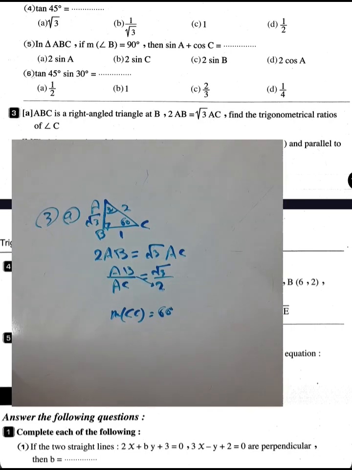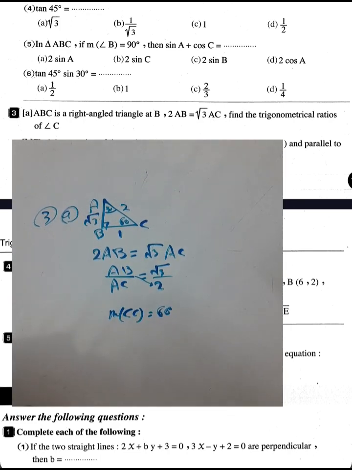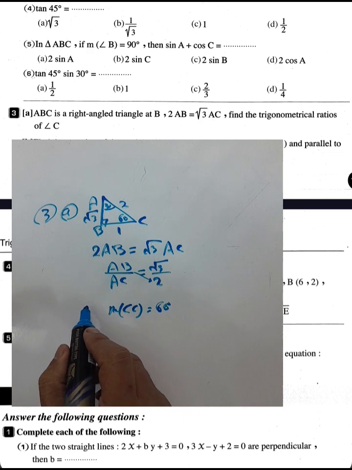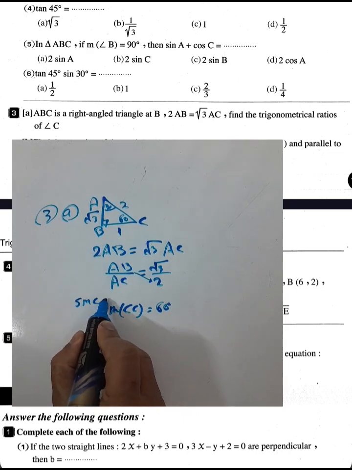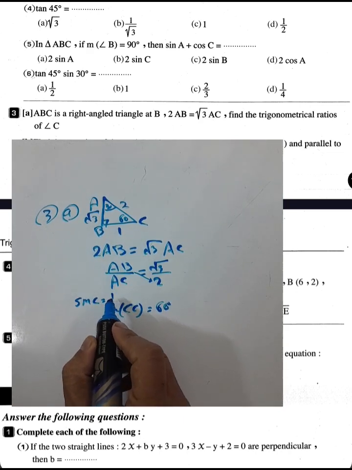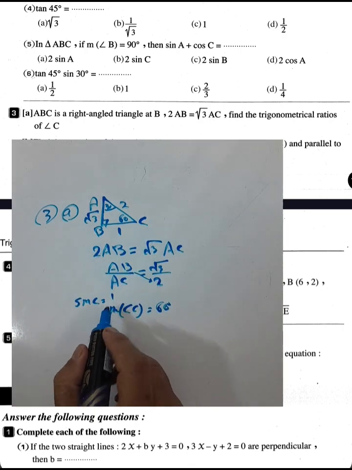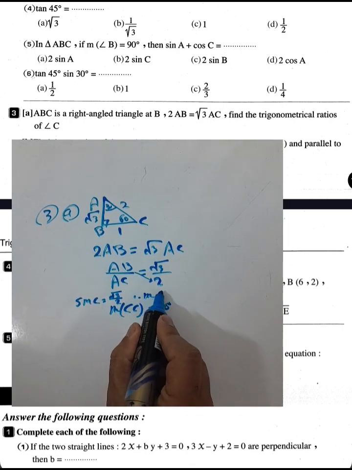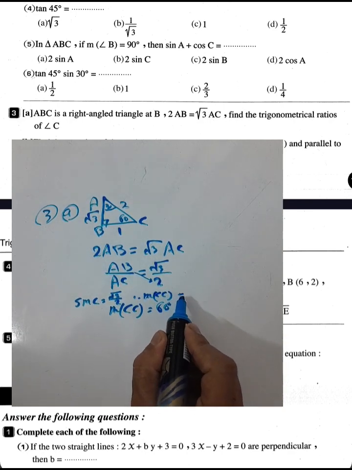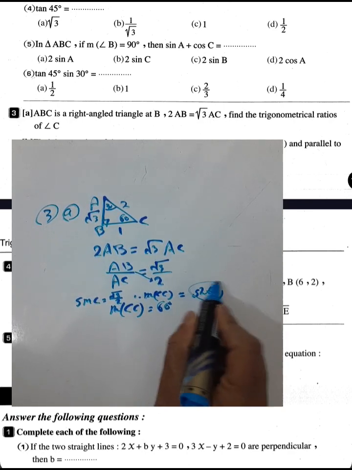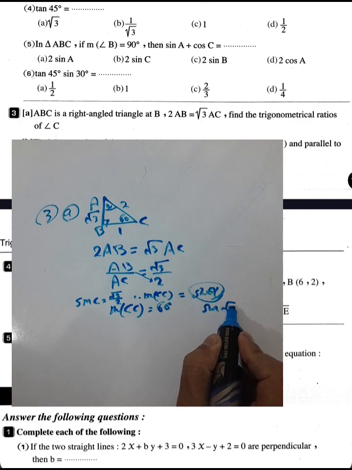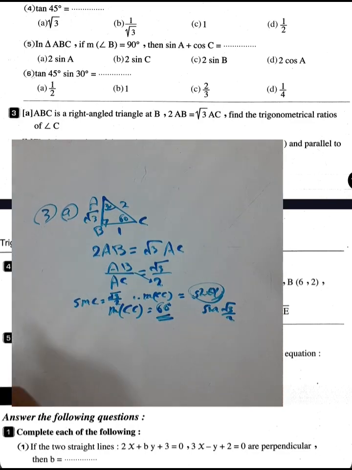Okay, understood? Because sine C equals root 3 over 2. Then we can find the measure of angle C by shift sine of root 3 over 2, it will be 60. The result here will be 60.